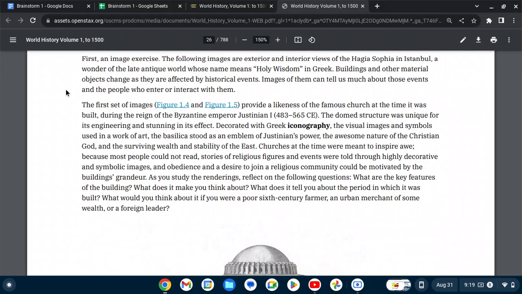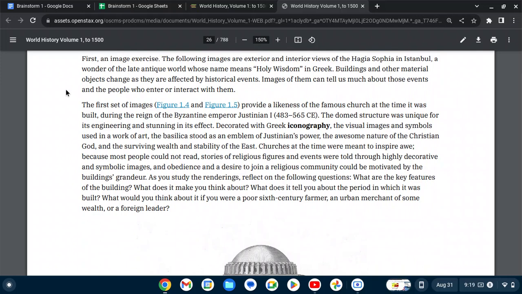The first set of images provides a likeness of the famous church at the time it was built, during the reign of the Byzantine Emperor Justinian I. The dome structure was unique for its engineering and stunning in its effect. Decorated with Greek iconography, the visual images and symbols used in a work of art, the basilica stood as an emblem of Justinian's power, the awesome nature of the Christian God, and the surviving wealth and stability of the East.